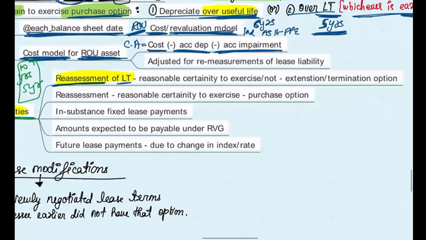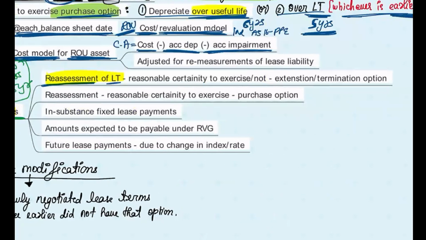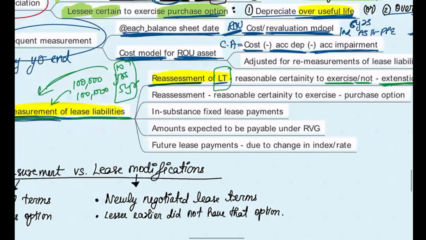So here what might happen is, first the lessee was not sure whether he will exercise the option or not. But after a point of time, he became reasonably certain that he is going to extend the lease term, or that he is going to terminate the lease term. At the start, he was not sure, but after that, he was made sure that he will extend it or terminate it, or any other changes due to which the lease term has been changed. So in that case, you will reassess your lease term and remeasure your lease liability also.